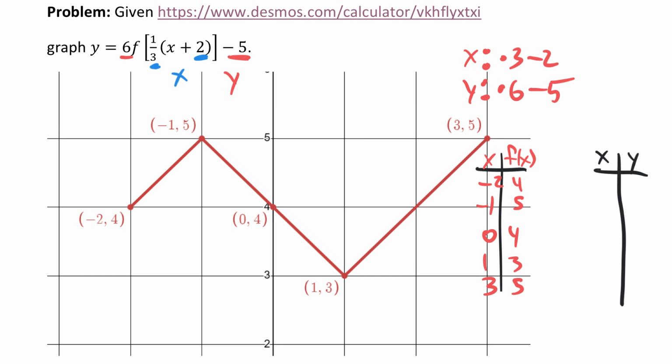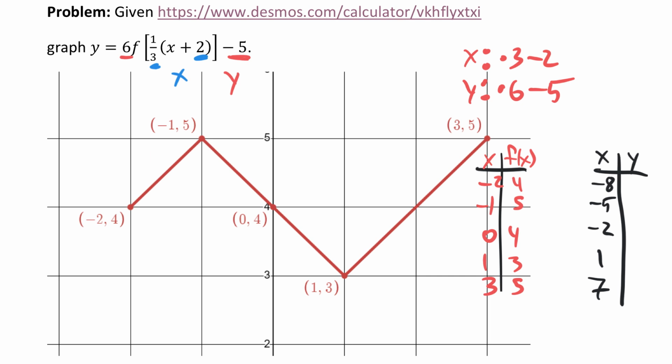All right, so let's go ahead and rock and roll. We have, for the x, -2 times 3, that'll be -6, minus 2 is -8. -1 times 3 is -3, minus 2 is -5. 0 times 3 is 0, minus 2 is -2. 1 times 3 is 3, minus 2 is 1. 3 times 3 is 9, minus 2 is 7.